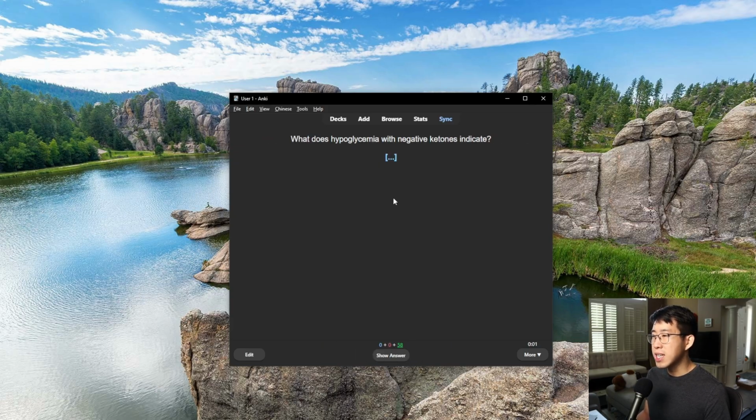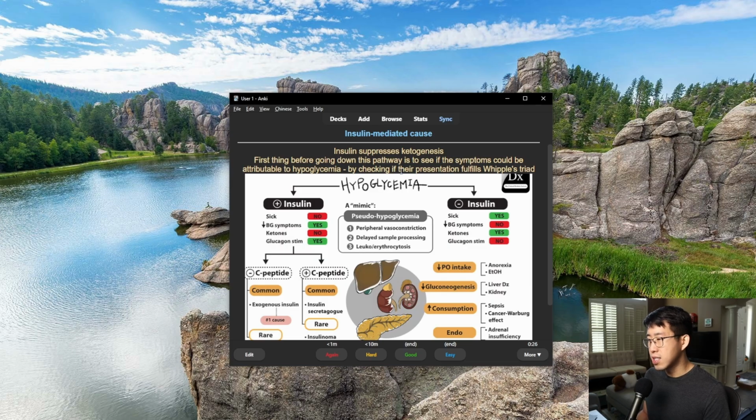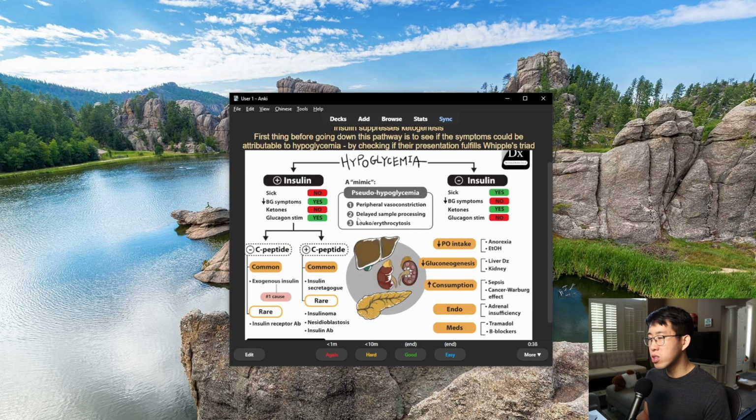What does hypoglycemia with negative ketones indicate? So if you have negative ketones, that's going to tell you that it is an insulin-mediated cause of their hypoglycemia. So either they have an insulinoma or they have some kind of insulin secretagogue, like sulfonylureas, or they could have surreptitious insulin use. So you can see this is kind of the breakdown. So insulin-mediated causes down here is going to have no ketones, and non-insulin-mediated causes are going to have positive ketones. So the differential is going to be very different based on whether ketones are present or not.